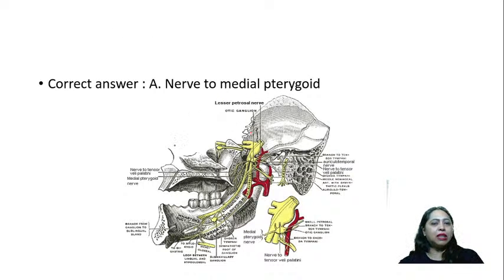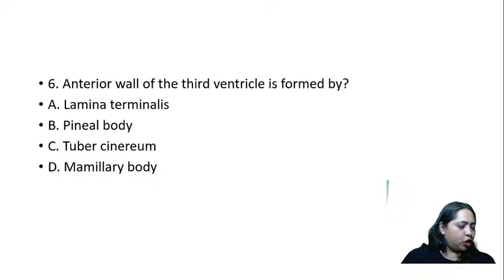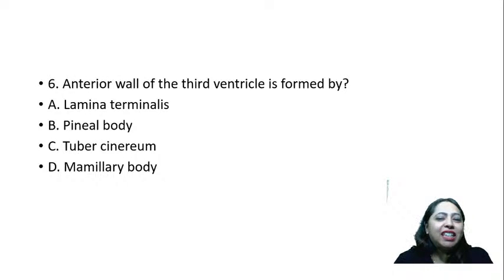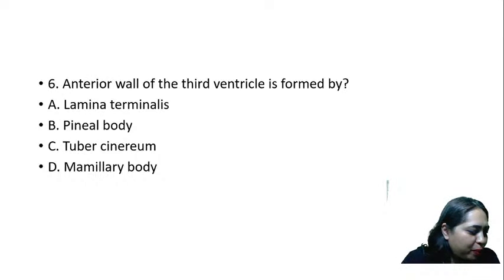So this is how the same picture is present, and you can see the branches, and you can also see the beautiful mastoid process, right? With all those porous appearances of the bone. Shane also says, yay, but yeah, a little slow, but you are there. Okay, next one. Anterior wall of the third ventricle is formed by.